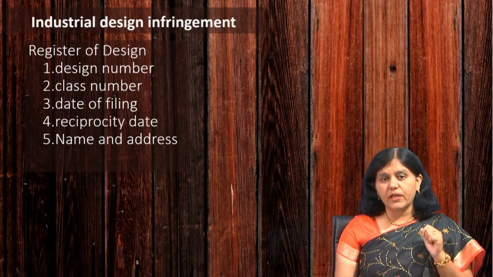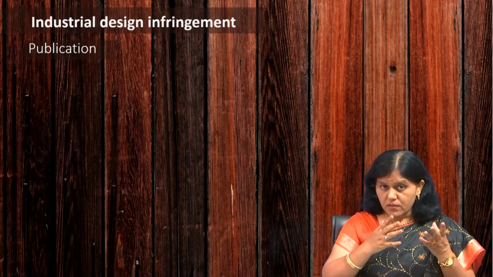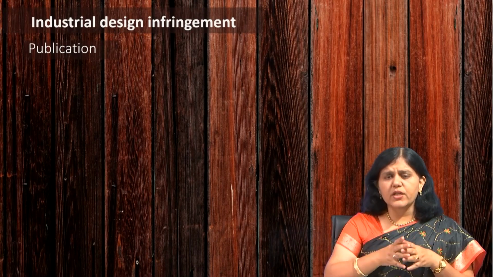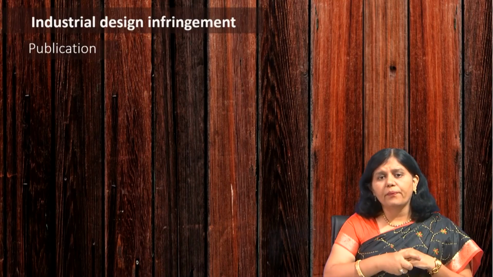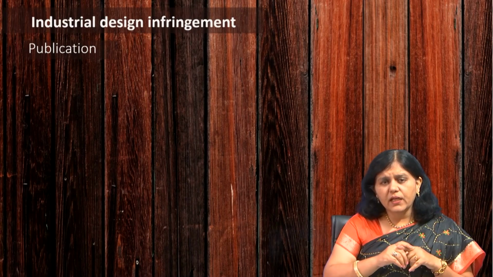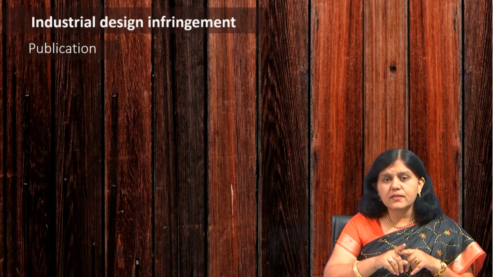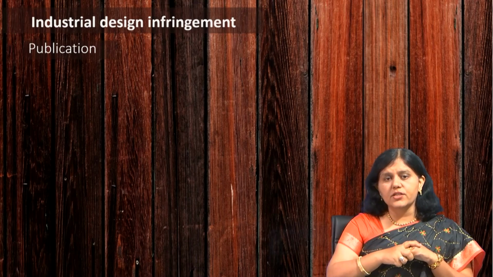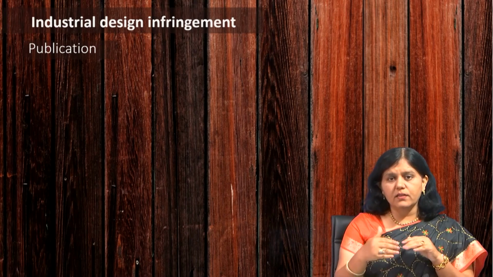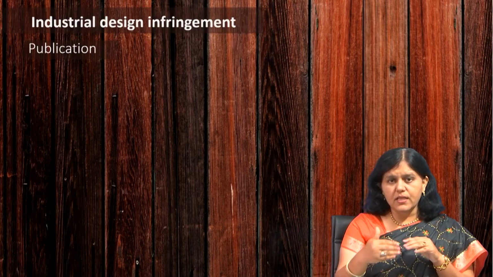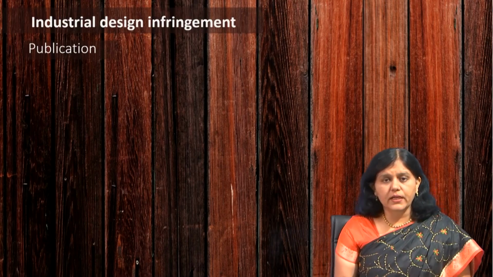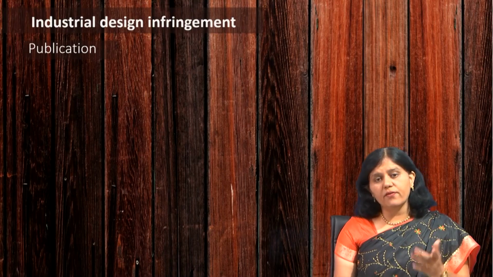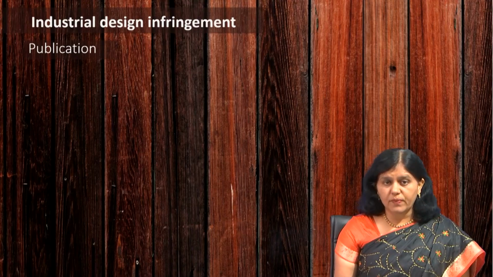Now, moving further, the publication. Now, we know that in a patent there is a publication of a patent after 18 months. Which day does it occur in the patent? It is after 18 months and it is published every Friday. So, similarly here, when design registration comes, for the applications for designs, the details of those designs will be published every Friday. So, this is about the publication.